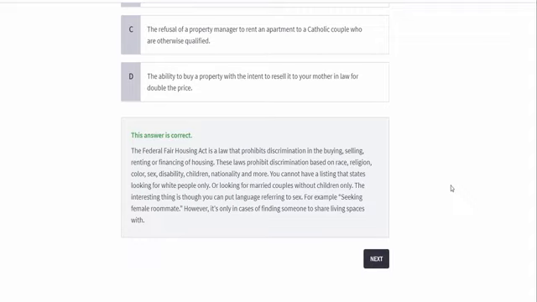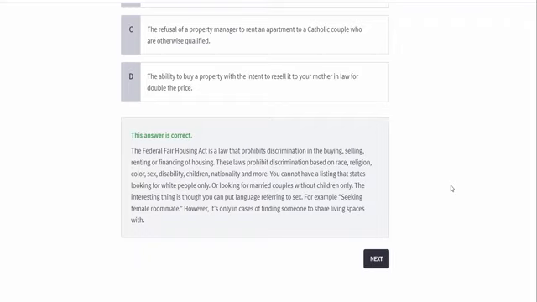For example, seeking female roommate. However, it's only in cases of finding someone to share living spaces with. That's super important to take away. And the only way that you really know this is one of two ways. One, you read the entire Federal Fair Housing Act and you figured it out. Or two, someone told you this and from henceforth you've understood that that's just the way it works. And in most cases, it's going to be the second.